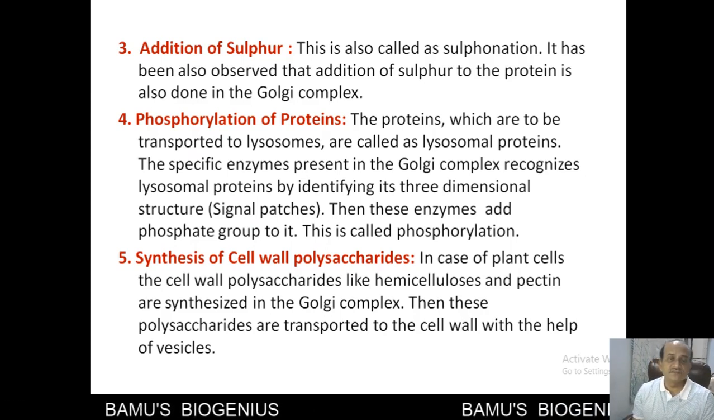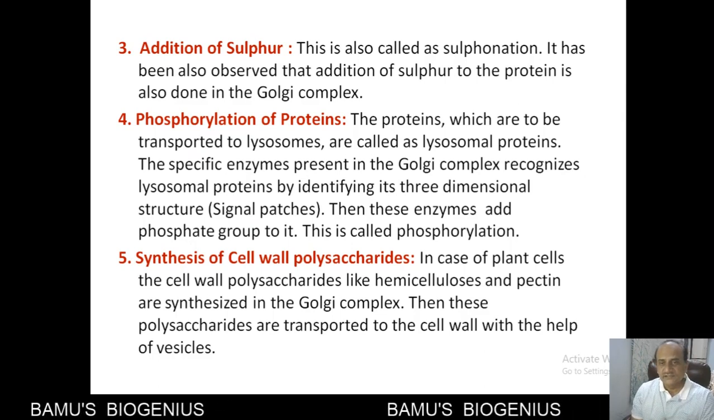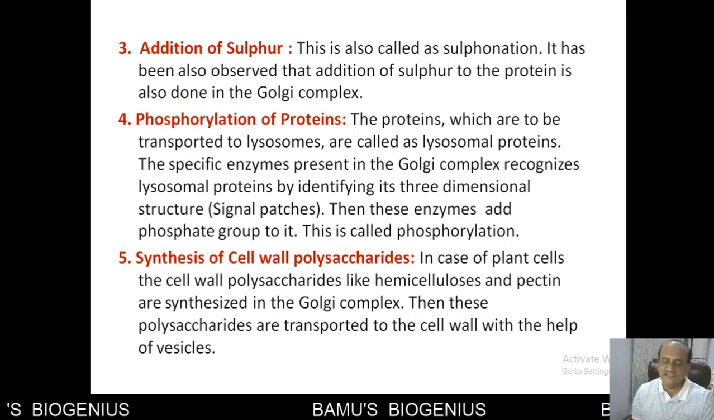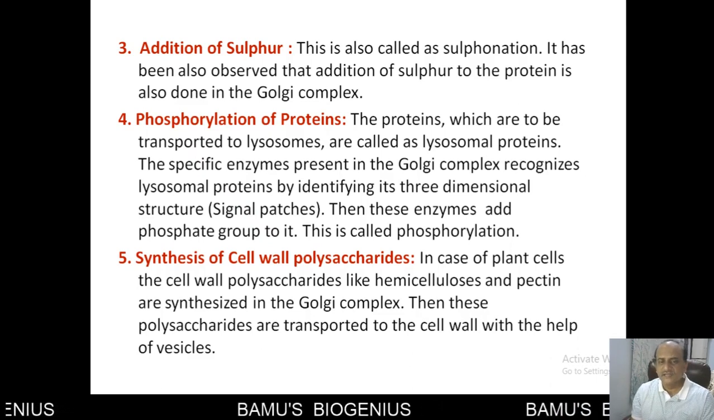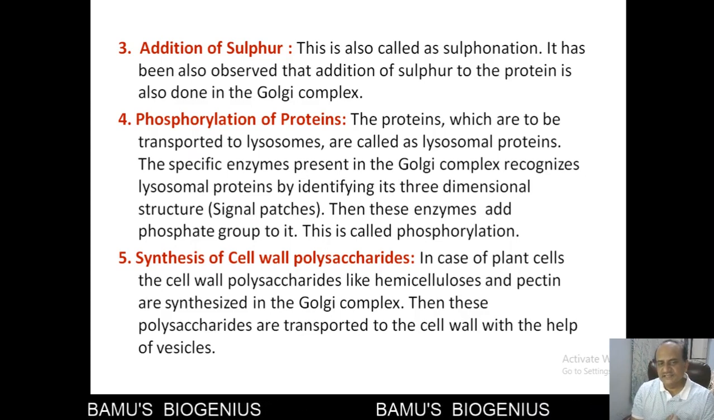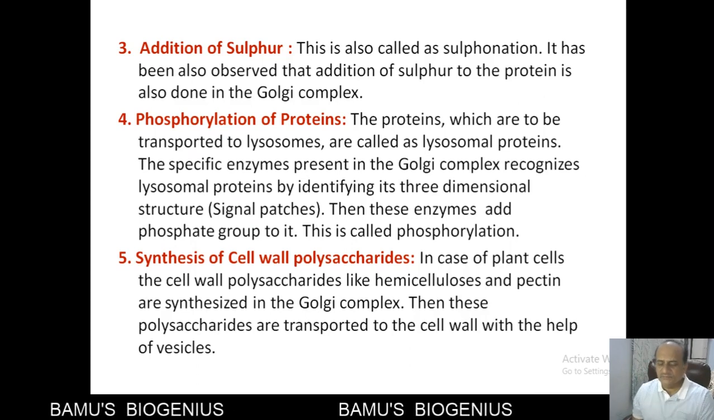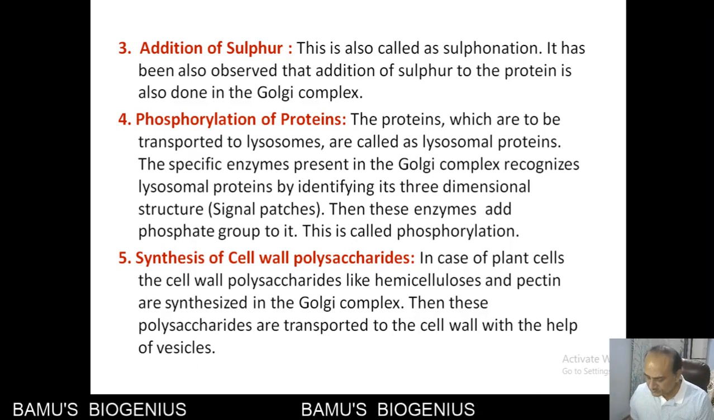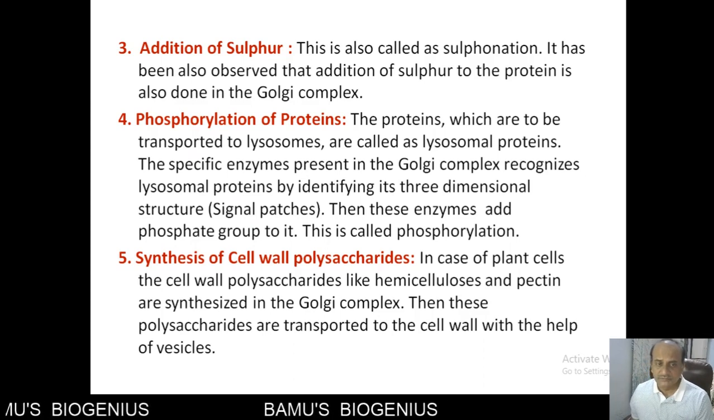Then, synthesis of cell wall polysaccharides. We know that in case of plant cells, hemicellulose and pectin are synthesized in the Golgi complex, and these hemicellulose and pectin are transported to the outside of the plasma membrane with the help of the Golgi complex. That means whatever polysaccharides and pectins are synthesized in the Golgi complex are transported with the help of vesicles to the outside of the cell. So this is the synthesis of cell wall polysaccharides.